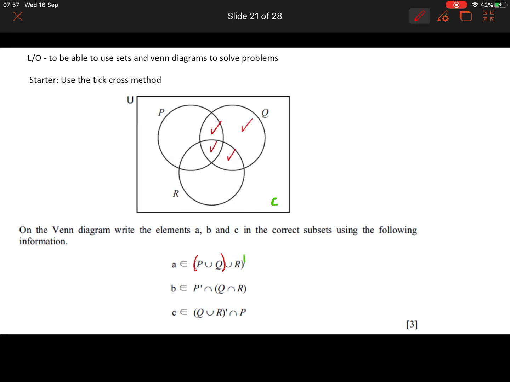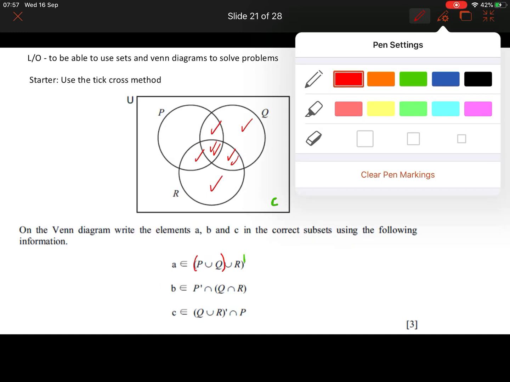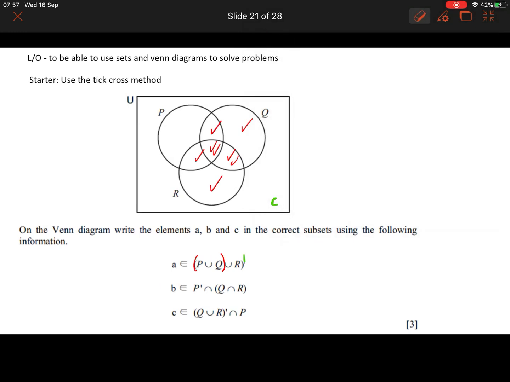Q and R. It's anything with two ticks because it's an and. So we had two ticks here and here. Let's rub them off. And then we had two ticks here and here.